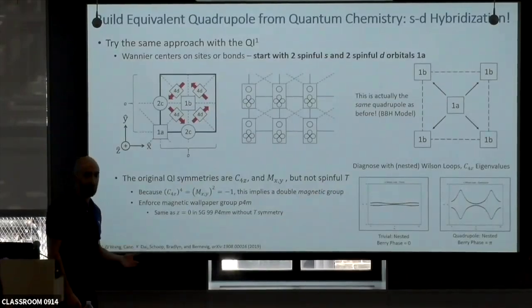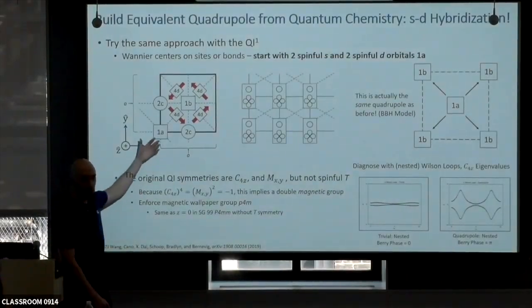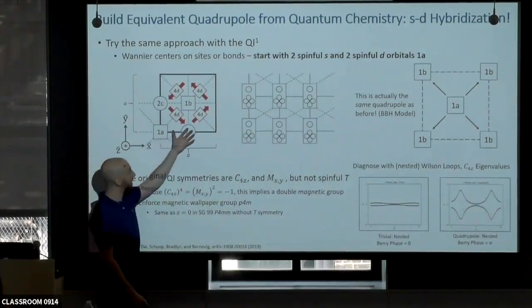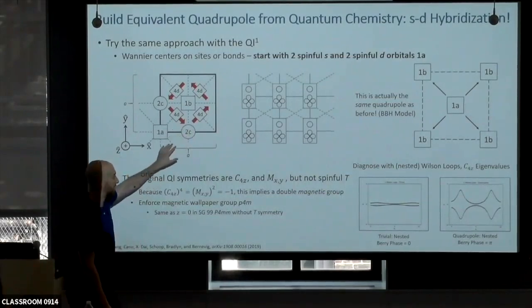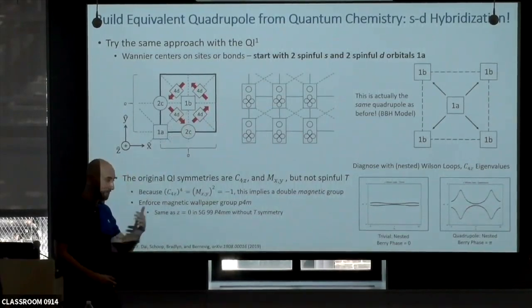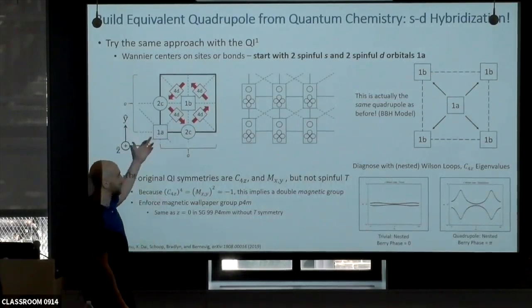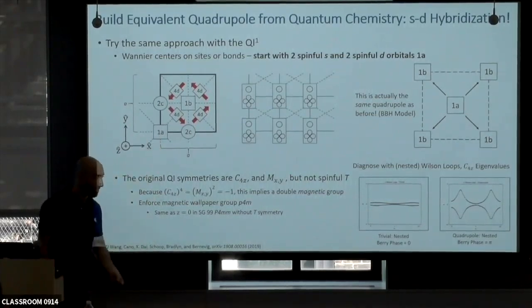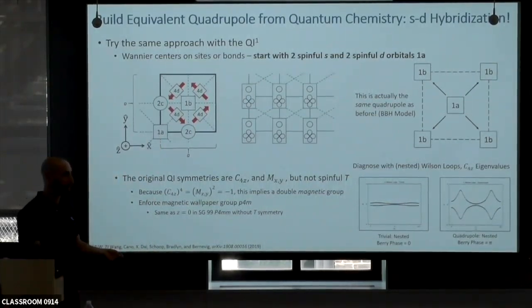So I take the symmetries of the quadrupole, which basically form this magnetic 2D wallpaper group. I can imagine there's some background distribution of magnetic charges that lives here, and they have the swirling pattern. So I have C4 and mirror symmetry, but no time reversal. And so I can place 2 spinful s and 2 spinful d orbitals at the corner. And then it turns out, by adding just symmetry-allowed coupling, I can reproduce the corner spectrum and the nested Wannier phase of the BBH model by just tracking these symmetries and using these orbitals.